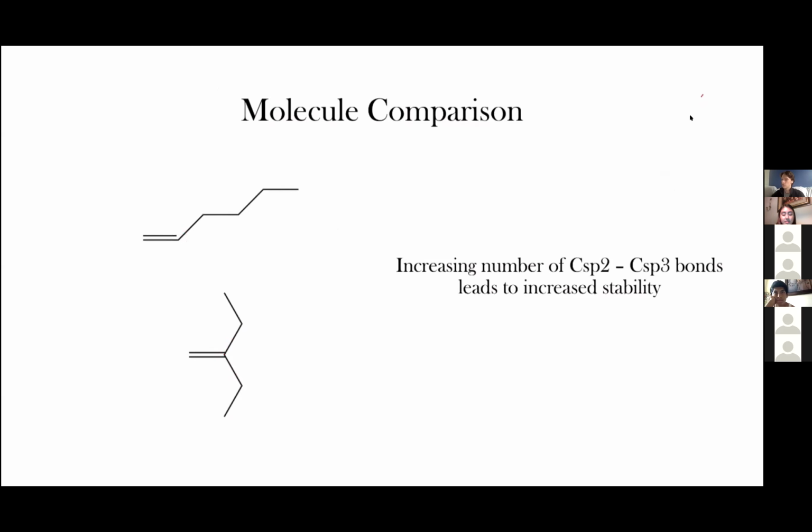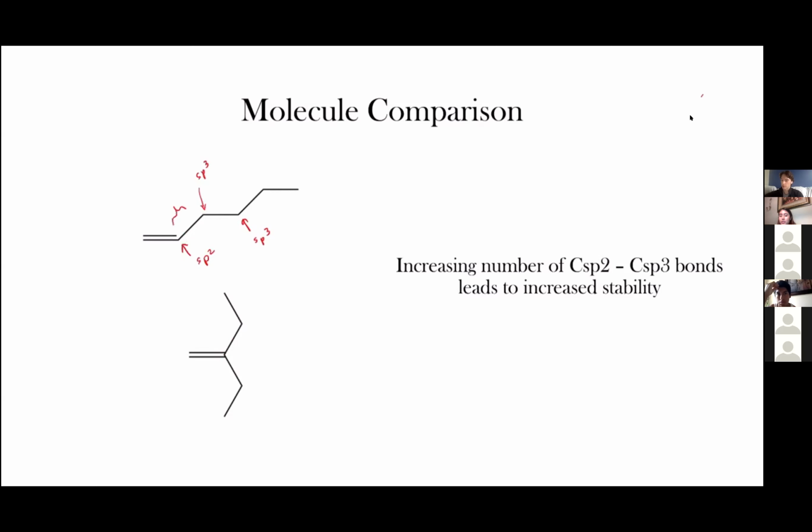So if we look at the hybridization at, say, this carbon right here, can anyone tell me what the hybridization of that carbon is? sp2. sp2, good. And how about this one? sp3. Good. And this one? sp3. sp3, good.